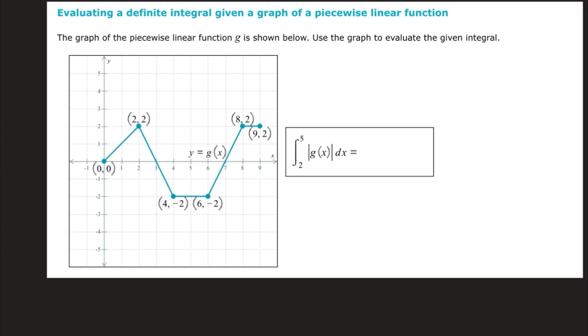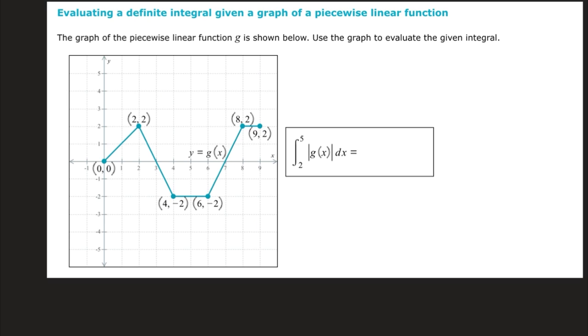Hi class, Professor Smith here, excited to create a video on evaluating a definite integral given a graph of a piecewise linear function. In this example, the graph of the piecewise linear function g is shown below. Use the graph to evaluate the given integral. And we have the definite integral from 2 to 5 of the absolute value of g of x dx.